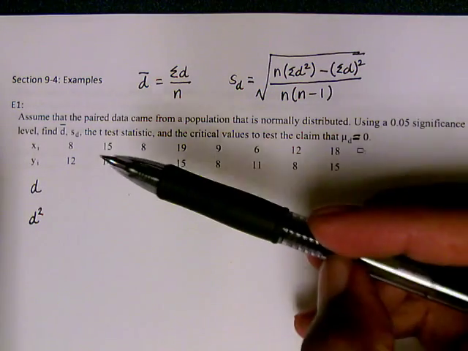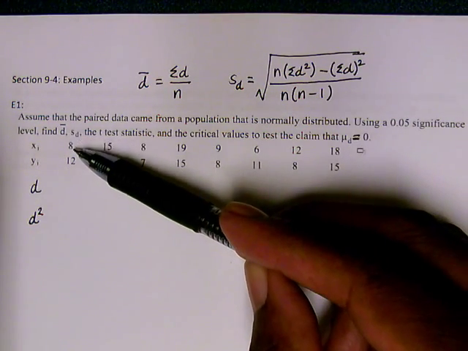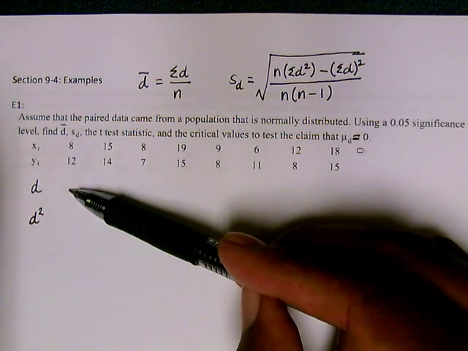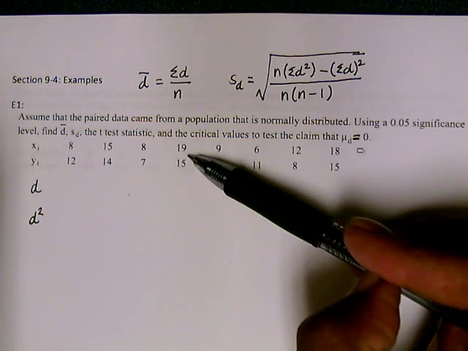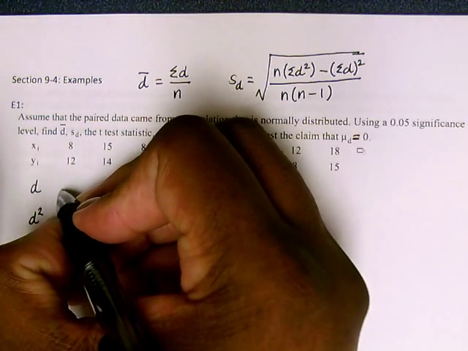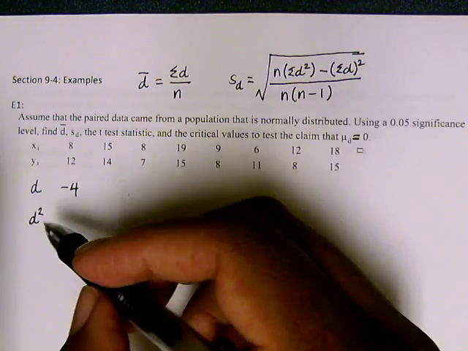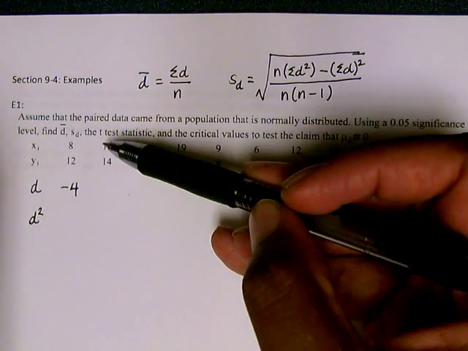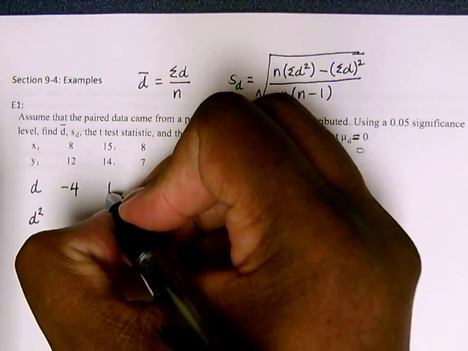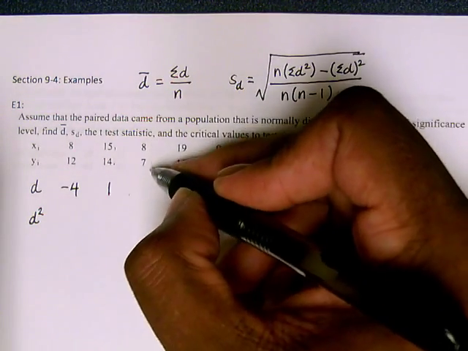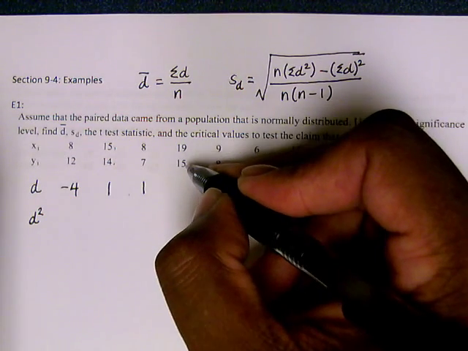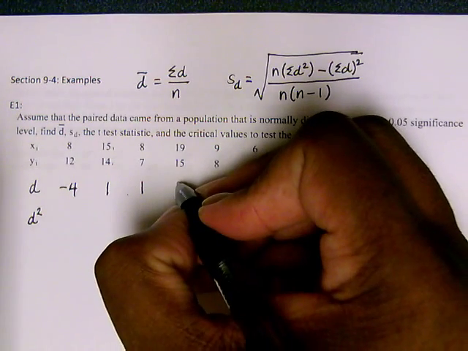Okay, so let's do this. What I'm going to do here is subtract the first minus the second. I'm going to subtract x minus y to get the d on each of these paired data values. Starting with this one, 8 minus 12, that's negative 4. Now your differences can be negative or positive. In this case, this next pair of data, 15 minus 14, will be 1. This next pair of data, 8 minus 7, is also 1. This next one, 19 minus 15, will be 4.